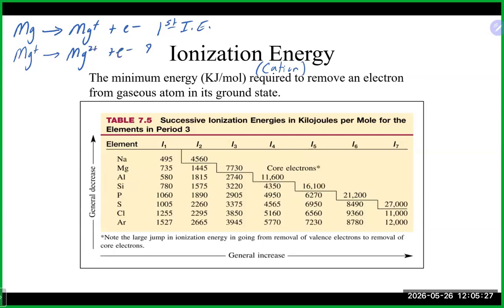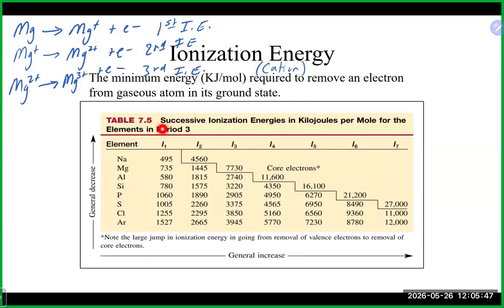And that would be what is known as the second ionization energy, the energy required to remove that second electron. And then, if this process should continue, magnesium would lose a third electron here. And that would be our third ionization energy in this case.